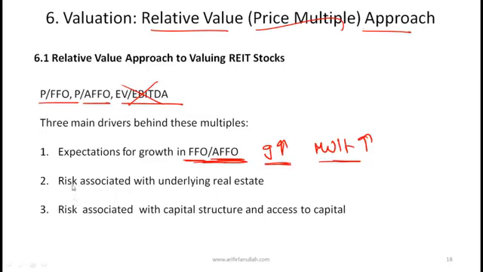So if the risks are relatively high, so for example a REIT that owns hotel chains is likely to be more risky than a REIT that is focused on apartment buildings, and a higher risk will result in relatively lower multiples. And finally, risk associated with capital structure and access to capital. Here again, relatively high risk will result in relatively low multiples.